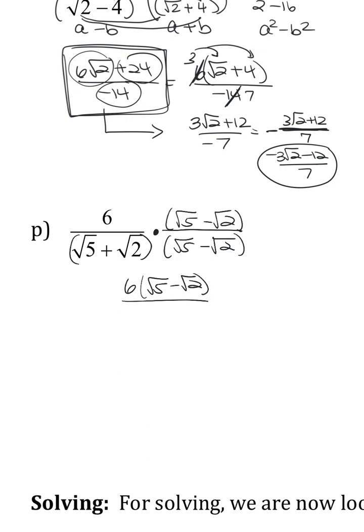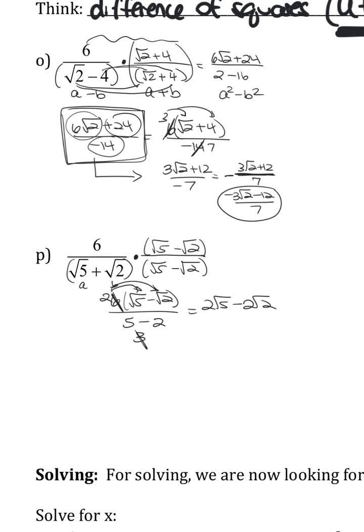The bottom is that a squared minus b squared pattern. So a squared would be 5, minus b squared would be 2. And so now that simplifies to 3, and you actually can see that cancels nicely. The 3 and the 6 reduce to 2, and then just make sure you distribute to get your final answer: 2 root 5 minus 2 root 2.